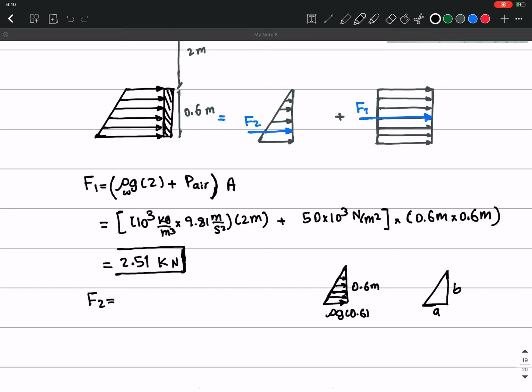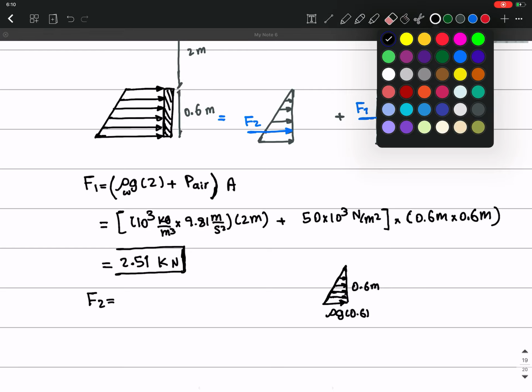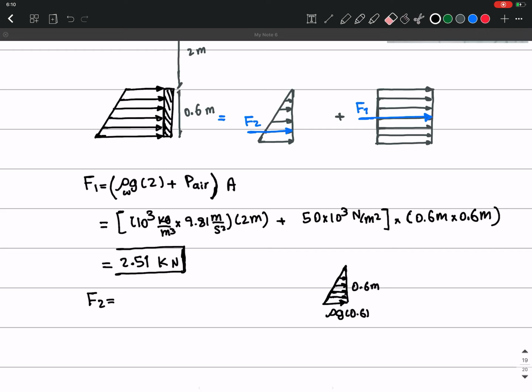Okay, so here let me give a better example. So let's say you have a full rectangle. Here with rho g 0.6, what would have been the total for the average pressure here?